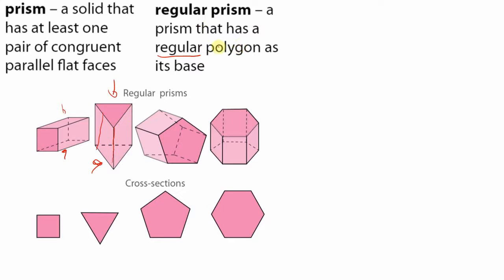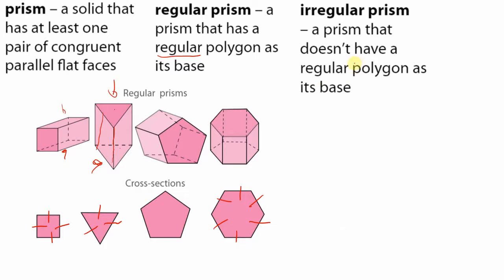But now a regular prism is a prism that has a regular polygon as its base. So the base is the top and the bottom. So we look at the triangles. Regular means in fact all three sides are the same length. So here also regular means all these sides have the same length. Regular means this should be a square as all four sides have the same length.